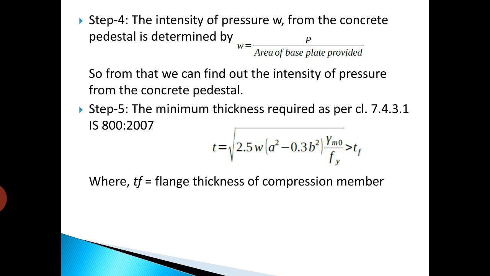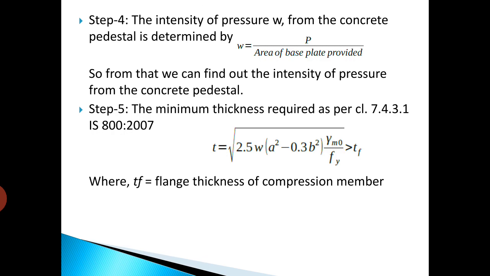Then step 5. After getting the area, next is thickness. What is the thickness of base plate required? The minimum thickness required, you have to go to this clause as per IS 800-2007, and from that you can easily get T. What is T? It is the thickness of the base plate.